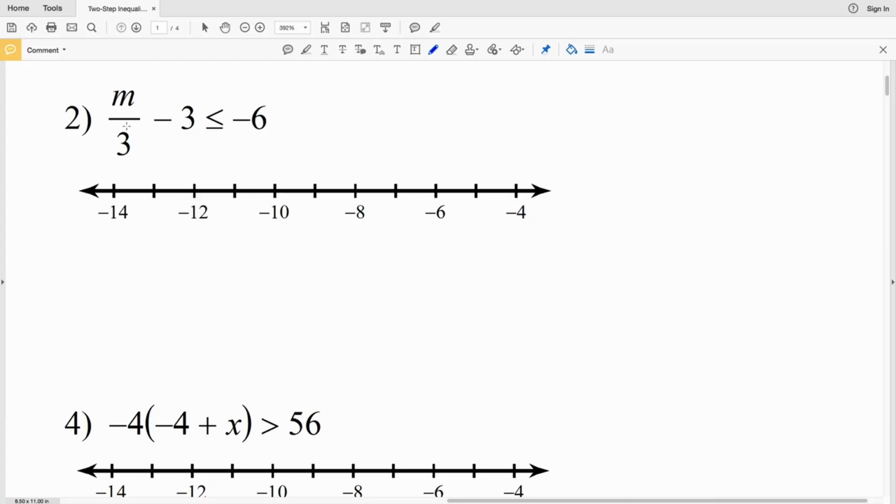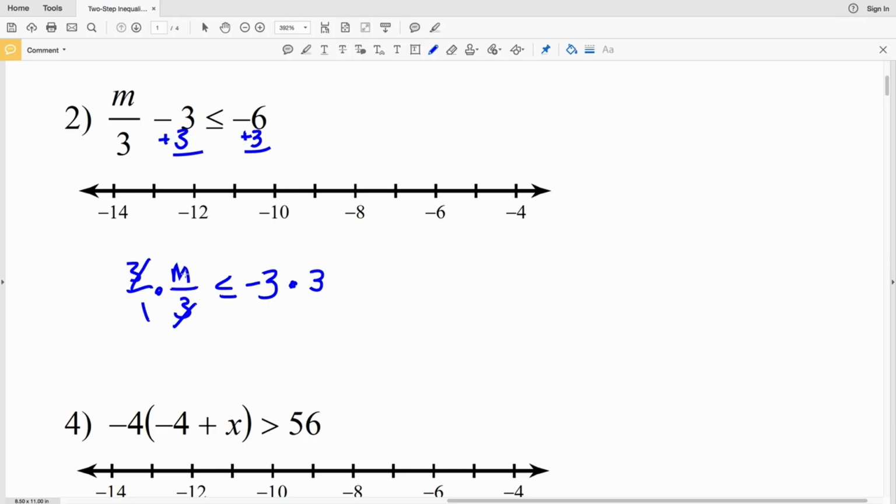For number 2, we have m divided by 3 minus 3 is less than or equal to negative 6. We're going to start by adding 3 to both sides. When we do that, the term with the m is isolated on the left. M over 3 is less than or equal to negative 6 plus 3, which is negative 3. Then all we need to do is multiply by 3 over 1, which is the same as multiplying by the whole number 3.